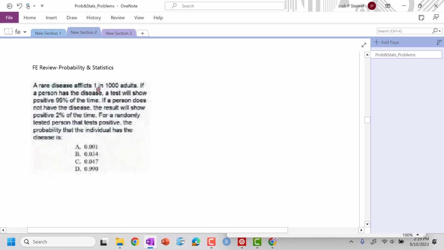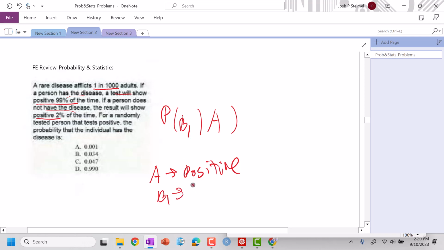A rare disease affects 1 in 1,000 adults. If a person has the disease, a test will show positive 99% of the time. If a person does not have the disease, the result will show positive 2% of the time. So basically a false positive. So for a randomly tested person, we're looking at the probability that given they test positive, the individual has the disease, so B1 is going to be has disease, and B2 is going to be does not have the disease.